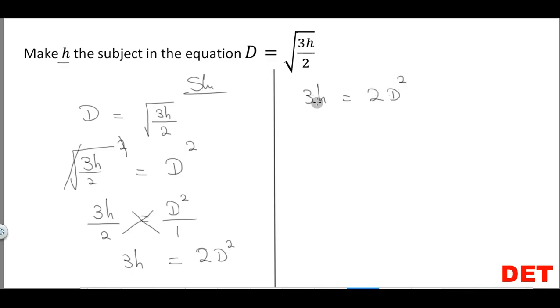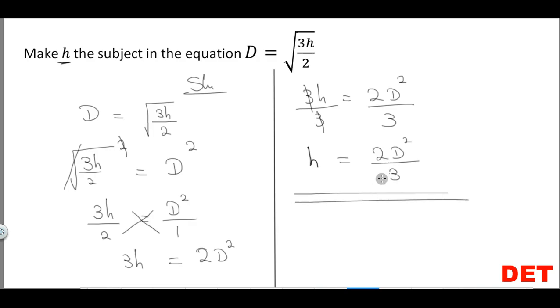So what I'm asked to look for in this equation is to make h the subject of the formula. So to make h the subject of the formula here, what I will do is to divide both sides by the coefficient of h, which is 3. So this is divided by 3, divided by what? 3. So that this 3 will cancel out this 3. And that will make h stand alone. So my h will be equal to 2d squared over 3. This is my answer to this question.